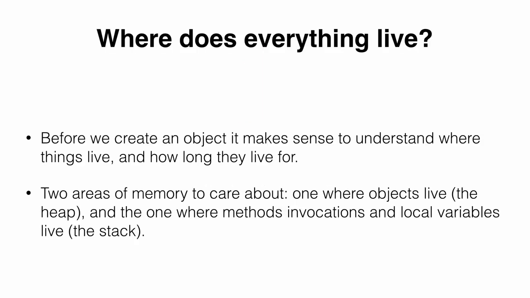So where does everything live, such as objects, primitive types such as int and byte, and where the instance variable lives? Before we can create an object, it makes sense to understand where these objects live and how long they live for. There's two areas of memory that we will be caring about when it comes to Java. One where objects live, which is the heap, and one where methods and local variables live, which is the stack.